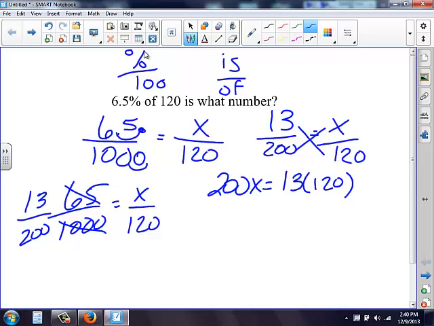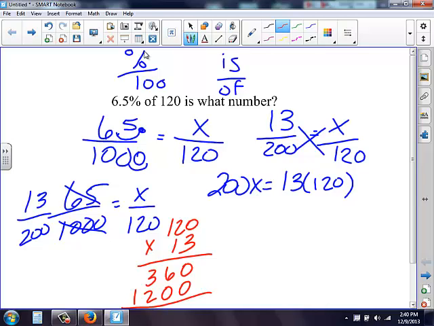I'm going to multiply 13 and 120 off to the side. 120 times 13, 3 times 0 is 0, 3 times 2 is 6, 3 times 1 is 3. Remember, we add our 0. 1 times 0 is 0, 1 times 2 is 2, and 1 times 1 is 1. We add down, so I get 0, 6, 5, and 1.